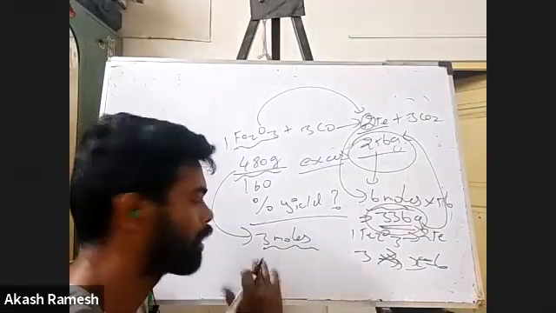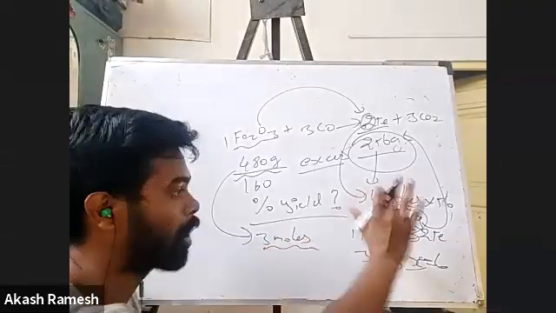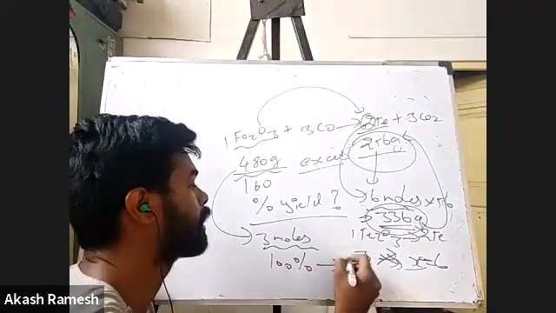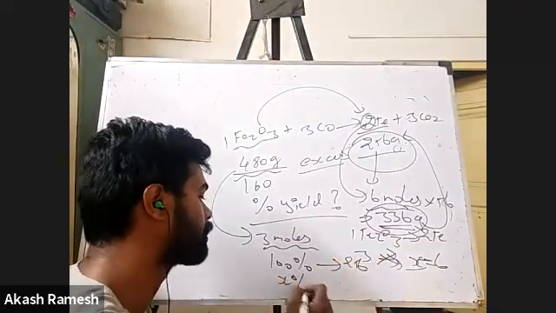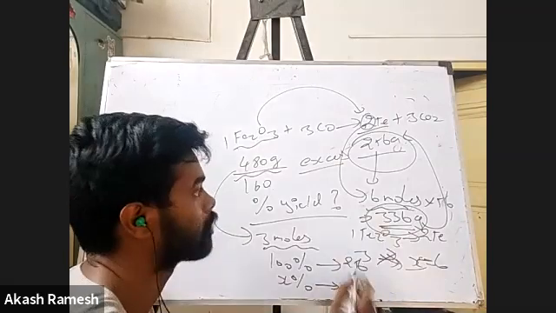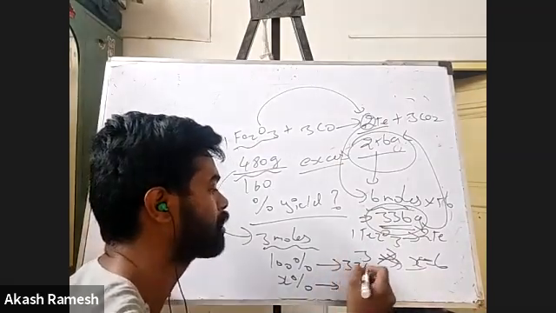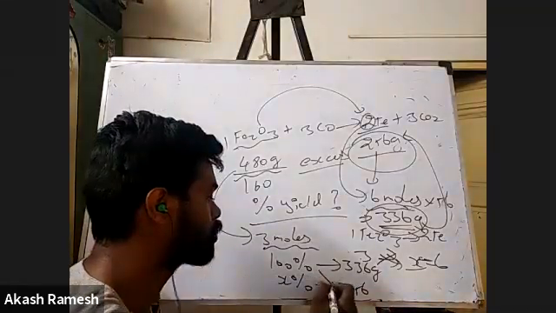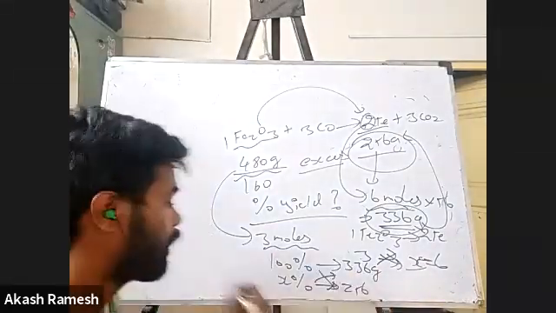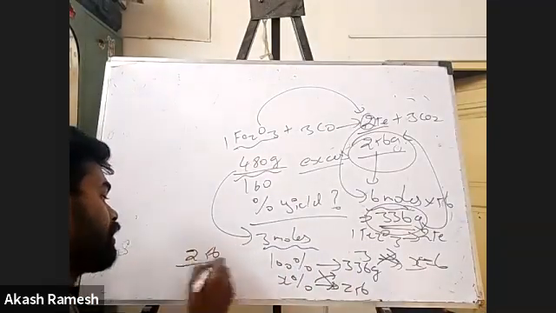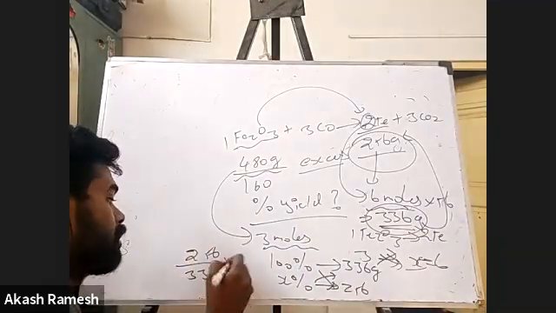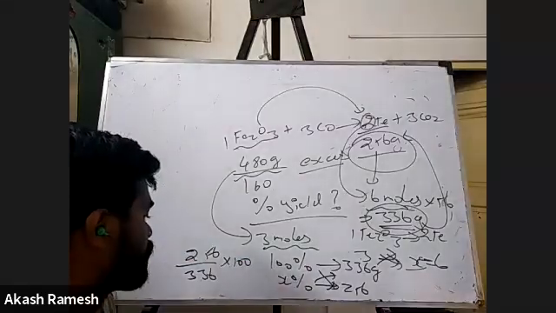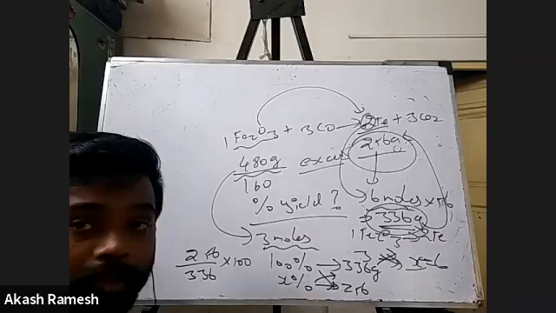Or if you are a little bad with mathematics, you can do it like this. Again, cross multiplication will work. For 100% completion, you're getting 336 grams. For X percentage, you are getting 256 grams. Then you can cross multiply and find out. Or you're going to get the same thing: 256 divided by 336 into 100, you're going to get the answer. So 256 divided by 336, how much?